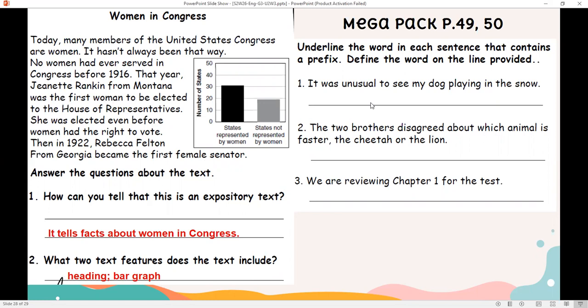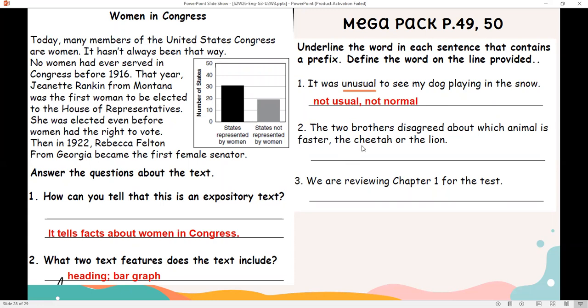Now let's move to our vocab strategy. You can open, these two pages are found in the mega pack, page 49 and 50. Underline the word in each sentence that contains a prefix. Define the word on the line. It was unusual to see my dog playing in the snow. Which word has a prefix? It's the word unusual. And what does it mean? Not usual or not normal, because un means not.